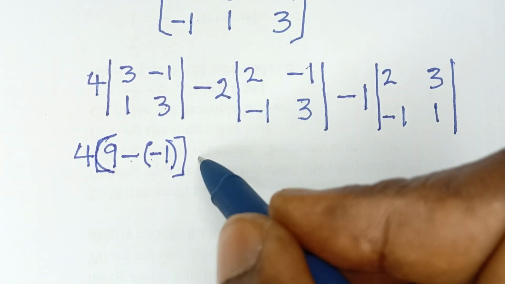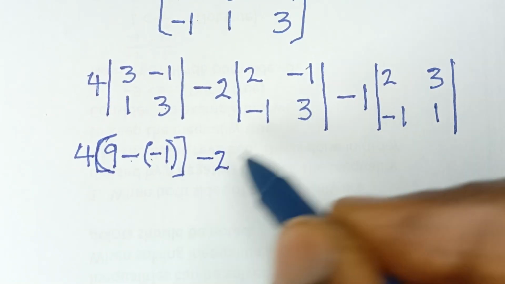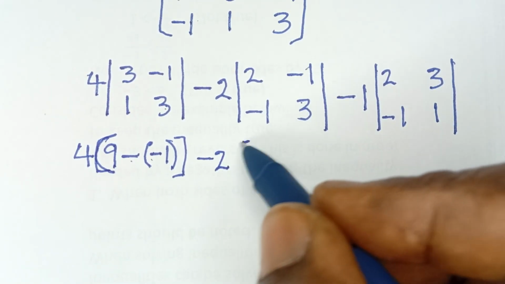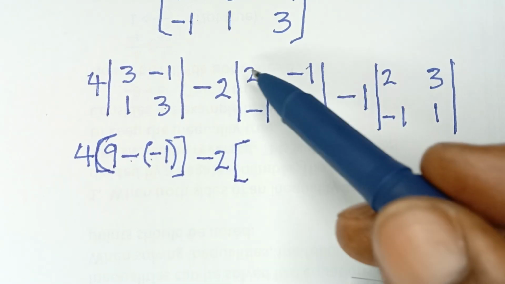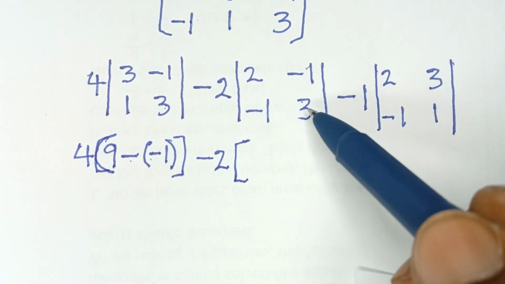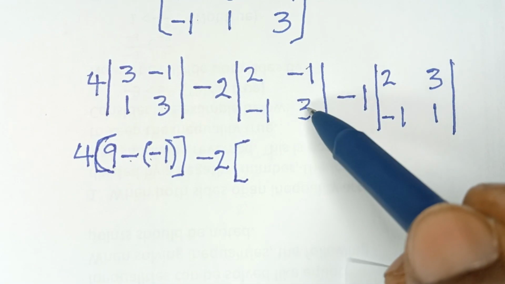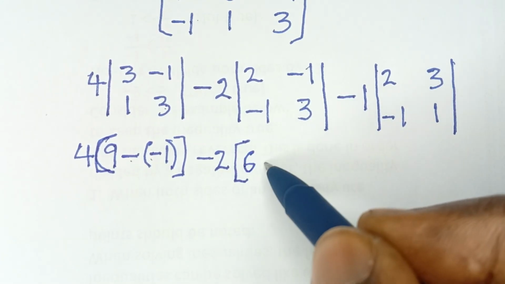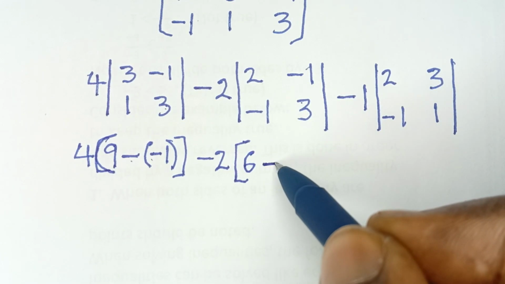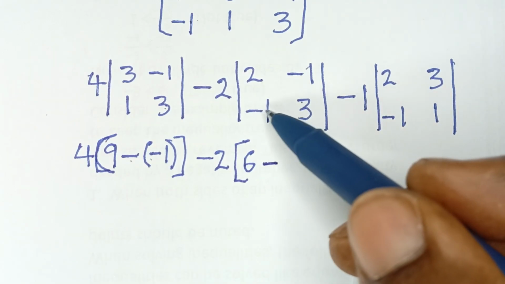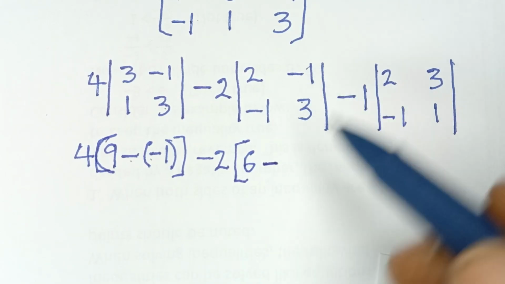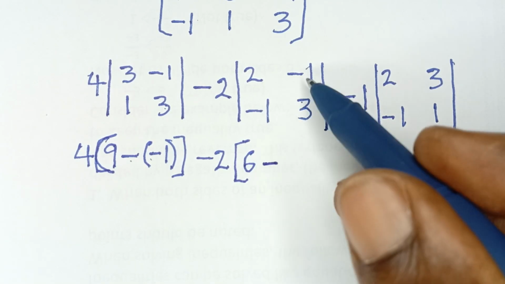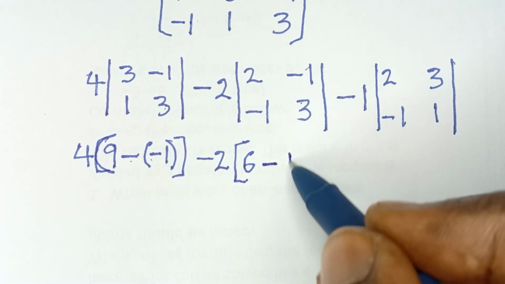Then the next thing is to take this negative 2, and then I'm also going to take the determinant of this 2 by 2 matrix. So as usual, this diagonal will be multiplied. 3 multiplied by 2 will give us 6. Then minus, that is the minus in the formula. Then I now multiply negative 1 and negative 1. So negative 1 multiplied by negative 1 will give me positive 1.